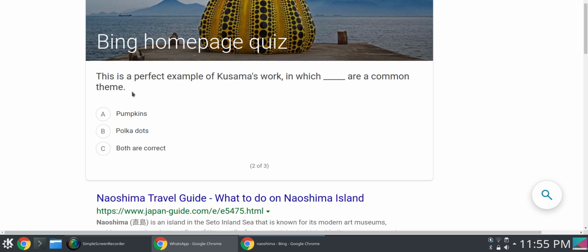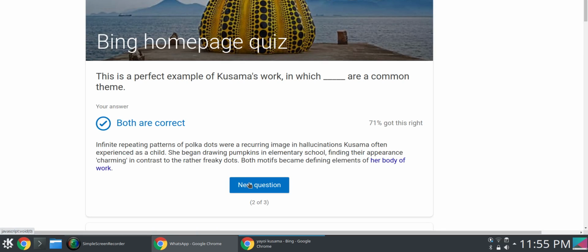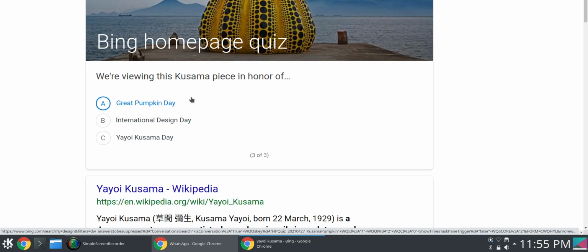But if you're an artist, combining pumpkins and polka dots in a lot of your art is a normal thing. But we just assume that the test creator is not an artist, or at least if they are an artist, I don't think they would take the risk by giving an answer as ridiculous as both are correct. So yeah, that's true because reality is crazy.